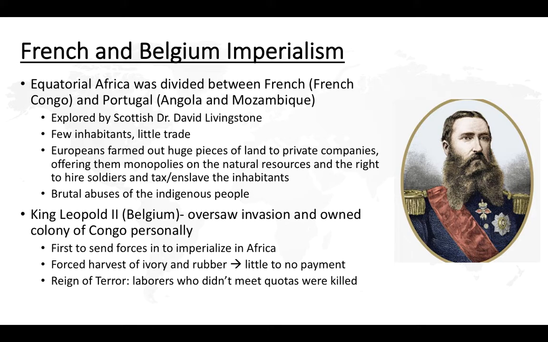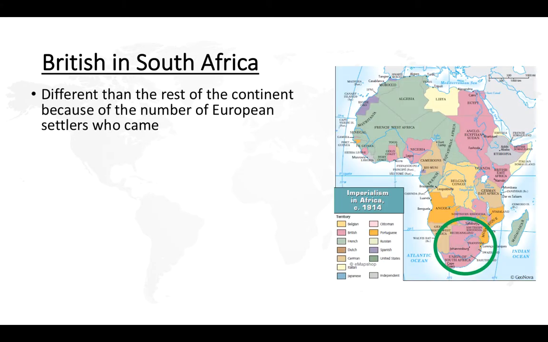And we almost see a reign of terror where laborers who didn't meet quotas for getting those resources are going to be killed. We think about 3 to 8 million people in the Congo were killed when Belgium went in and took over. So this was not a peaceful colonizing of Africa. This was a very harsh, violent colonizing of Africa.